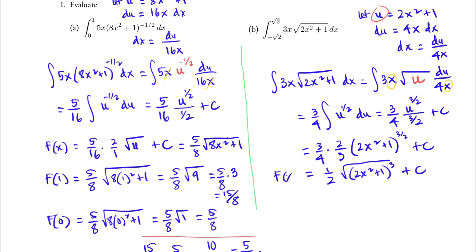And this is the antiderivative. The constant of integration c will cancel out anyway, so we don't need to write this. We then evaluate this antiderivative using the upper and lower limits of integration.